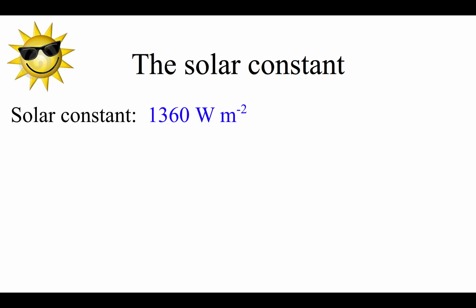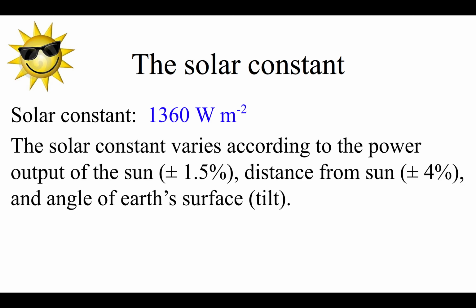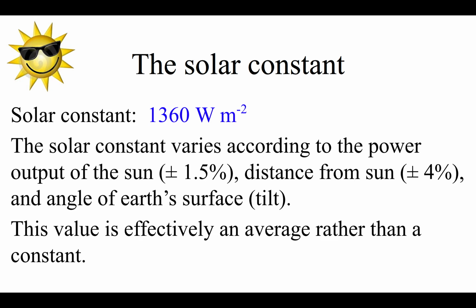Okay, so the solar constant then is given by 1,360 watts per meter squared. Your book rounds this off to 1,400 watts per meter squared. That's fine. Note that what we're actually looking at here is an average value because the power output of the sun can change a little bit, plus or minus apparently about 1.5%. The distance from the sun also changes, and the angle of the Earth's surface will change as well. Okay, so we have a few things going on here, and what we're talking about then is an average over time.